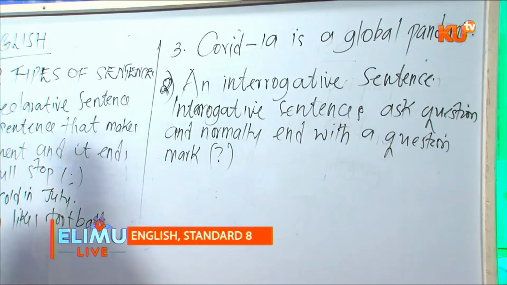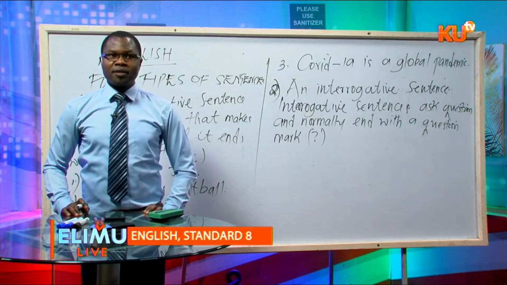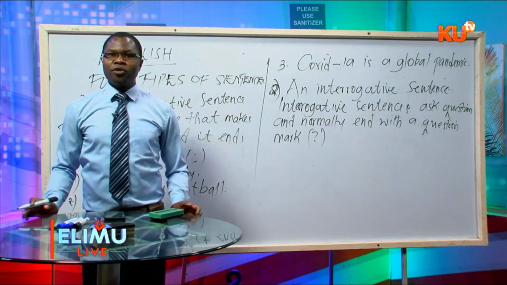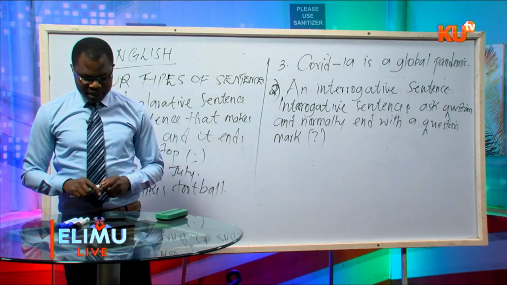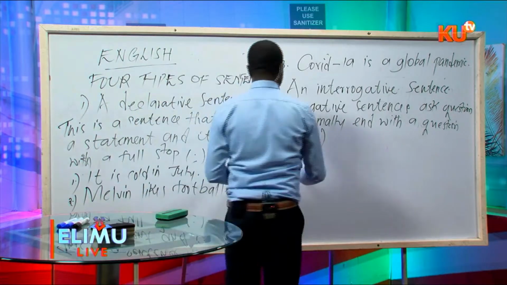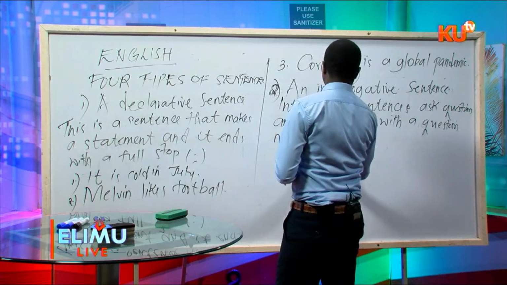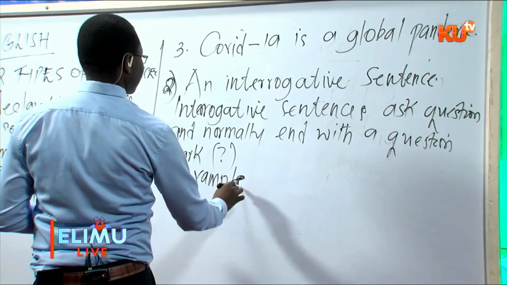So they seek out to interrogate. They seek out to ask, to inquire, and therefore they end with question marks. That is an interrogative sentence, and I want to give a few examples. An example of an interrogative question or sentence.